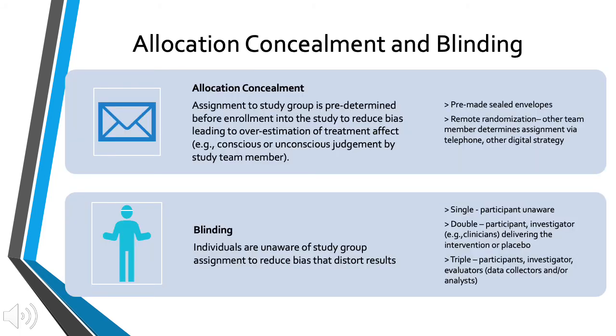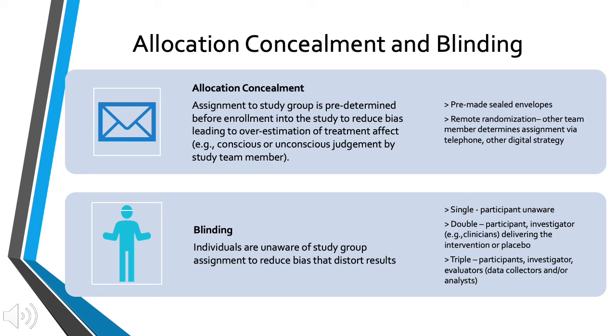Concealment and blinding improve study validity or the trustworthiness of results. Concealment refers to whether individuals assigning participants know which study group the participant will be assigned. A common procedure to conceal assignment is the use of sealed envelopes indicating the study group that were made before recruitment. Single blind is when participants are masked to the study group. Double blind is when both the participants and those providing the treatment are masked to study group assignment.